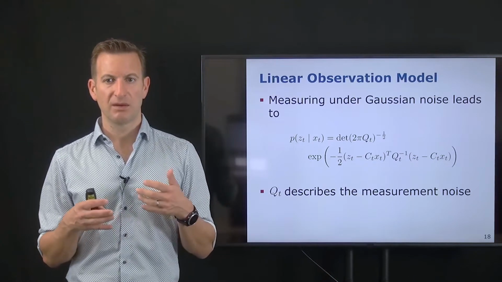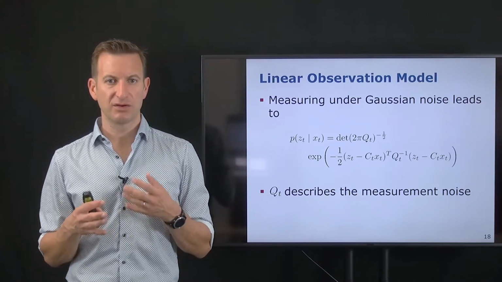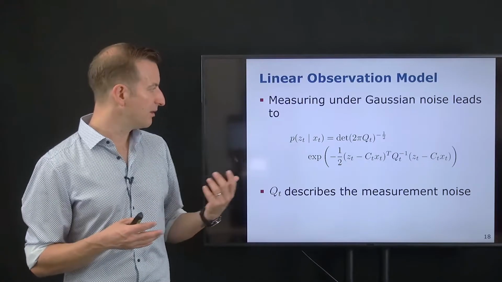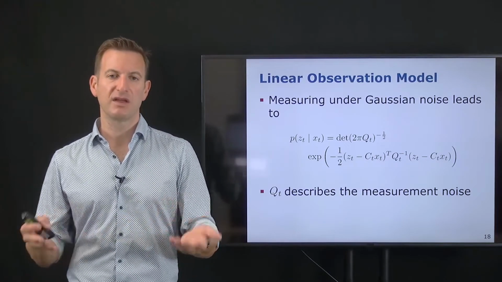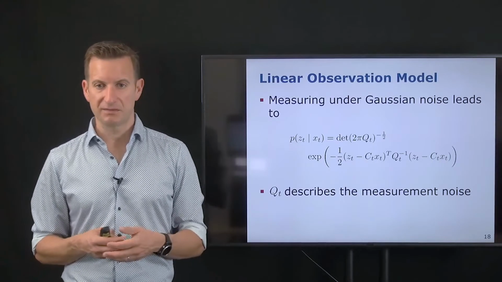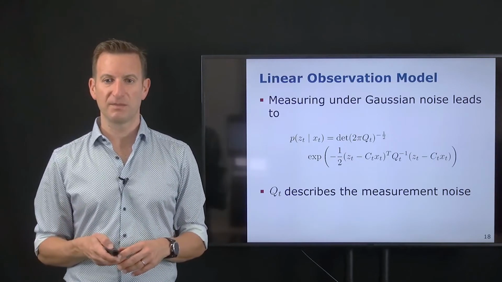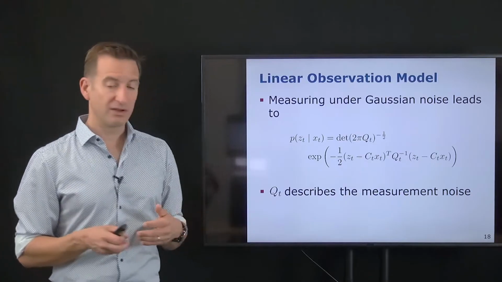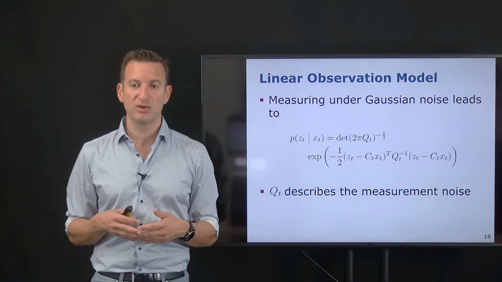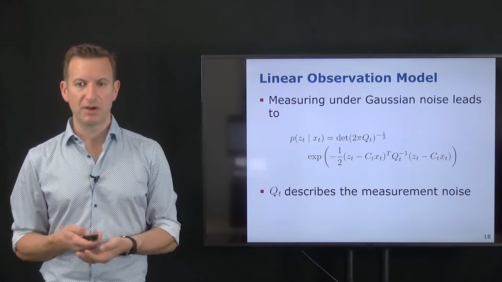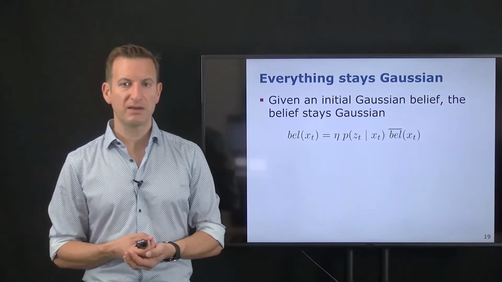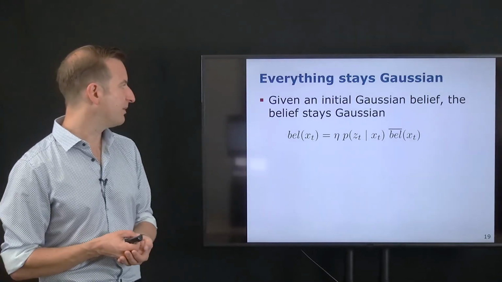That means we end up having Gaussian distributions, and the current state is exploited, the predicted state, in a linear fashion. And everything stays Gaussian in these models. So the next thing that we need to do is show that everything also stays Gaussian if we compute our updates. And for that, we need to go back to the recursive Bayes filter equations.